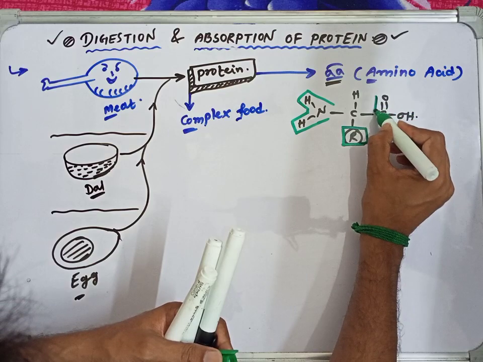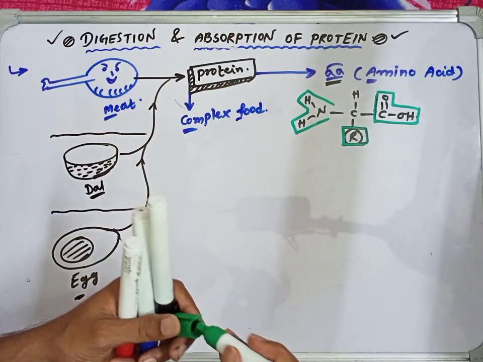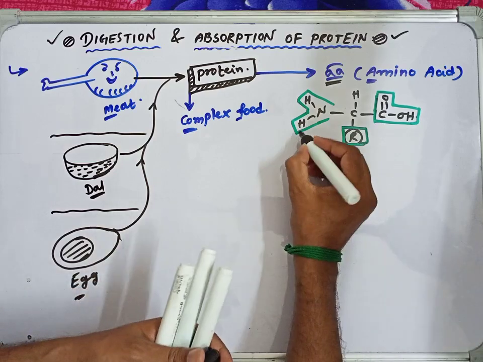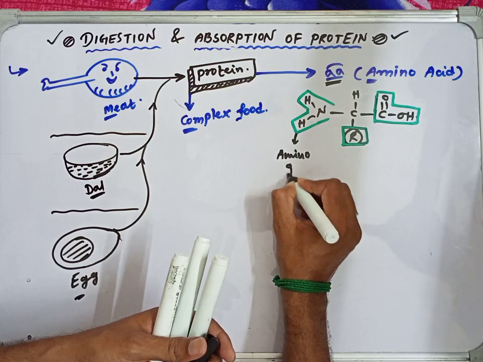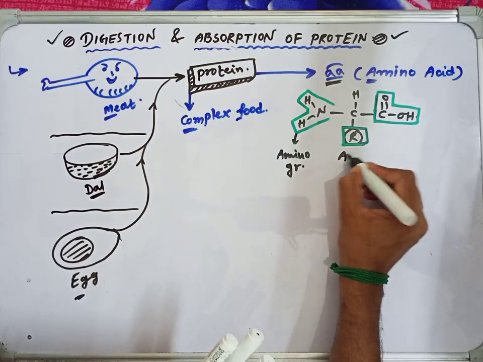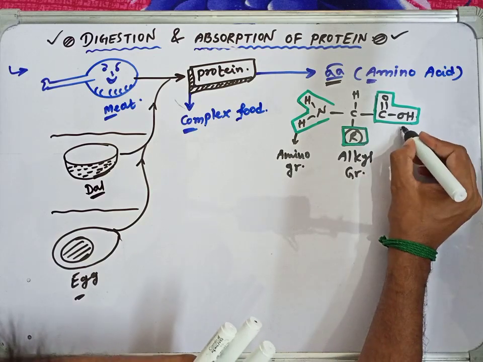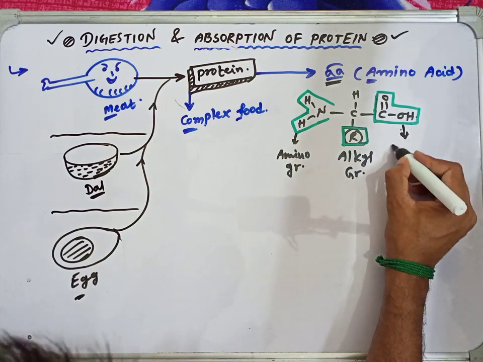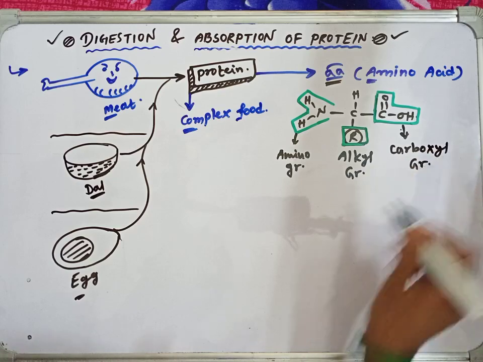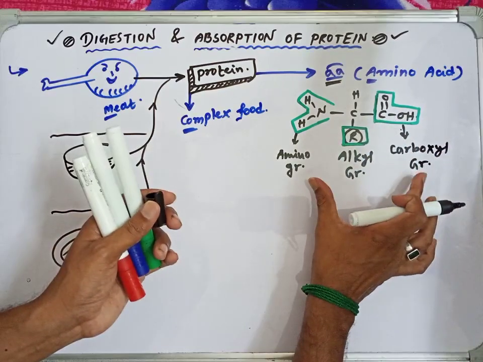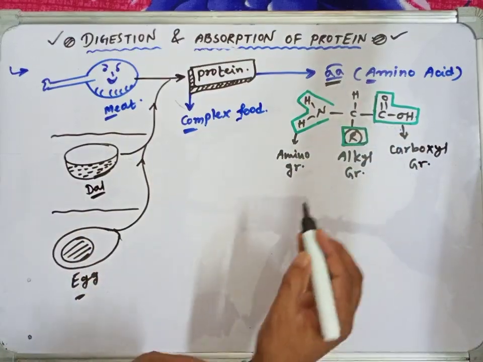You can see in this diagram, the amino acid contains an amino group, an alkyl group, and a carboxyl group. That is the basic structure and skeleton of amino acid.